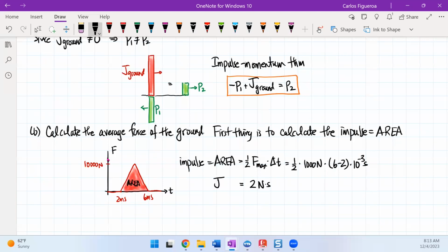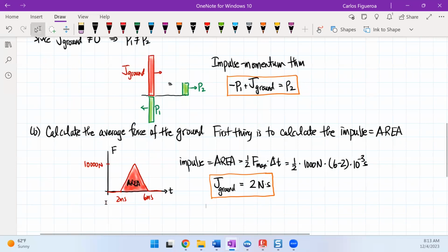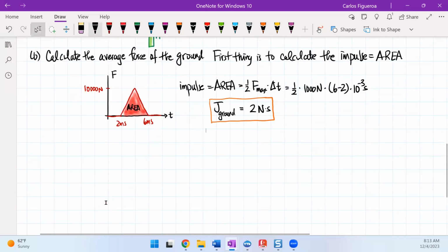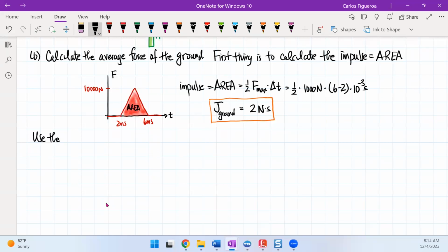And this is going to be the impulse due to the ground. Okay, so now I have my impulse. Now that I have my impulse, I'm going to use the mean value theorem of calculus of integrals.